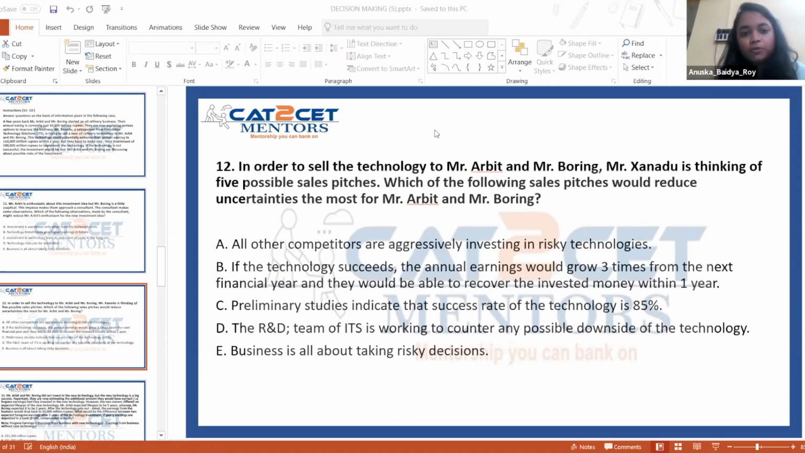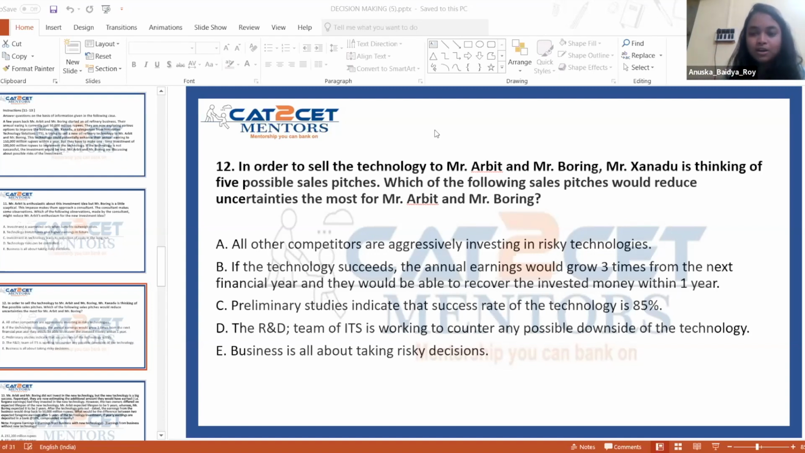Okay. Option D, the R&D team of ITS is working to counter any possible downside of the technology. Okay, fine. The R&D is working. So what? Do we have any foolproof guarantee that they will be successful in their research? Do we know that? Are we being told anything about it? No, right? This is a far-fetched option. This is an option which is tangential to the purpose of the question.